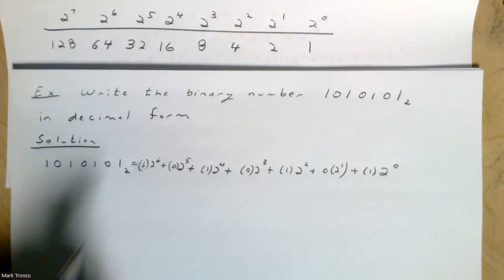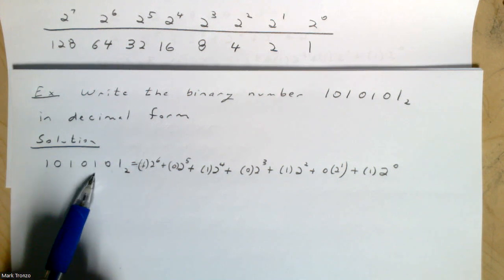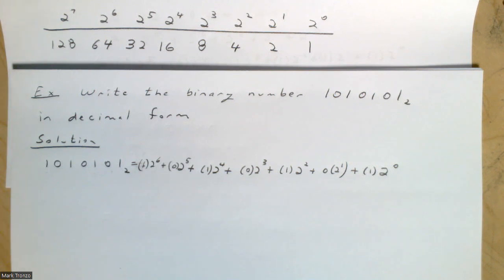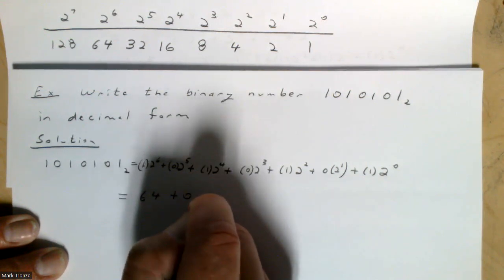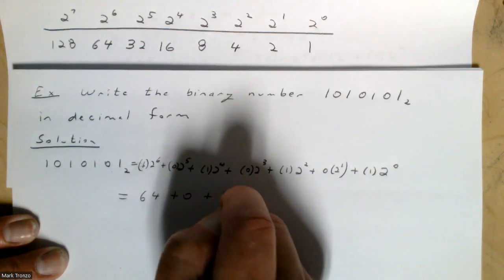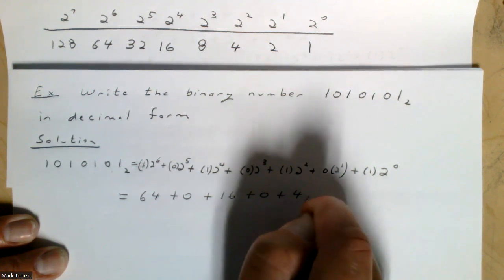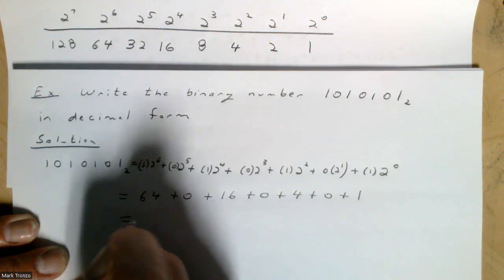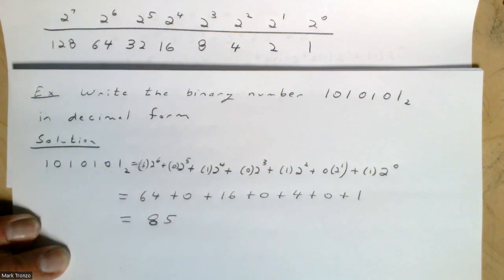So again, all I did was start here: 2 to the 0, to the first, to the second, and so on and so forth, and then wrote the coefficients down. And then what are we going to have? This is going to be 64 plus 0 plus 2 to the fourth, which is 16, plus 0 plus 4 plus 0 plus 1. And this is going to be 85, like that.